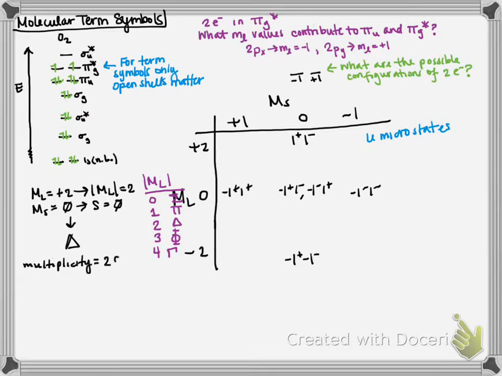Our multiplicity is still 2S plus 1. S here is 0, so we have 2 times 0 plus 1, or just 1. So we're going to get a singlet delta. So we'll put that superscript to the left of the delta.